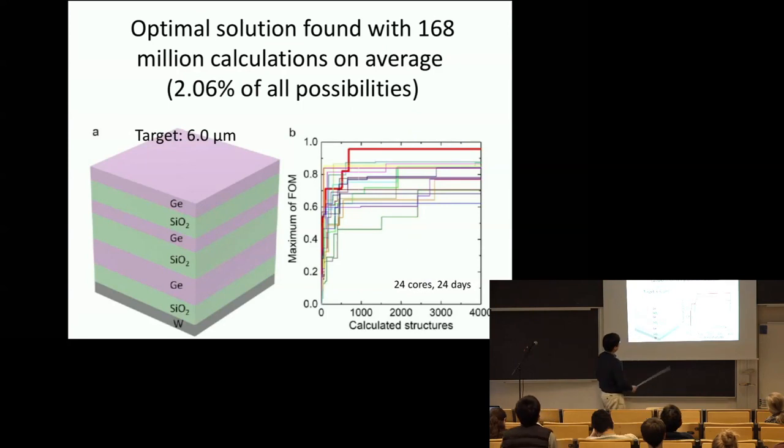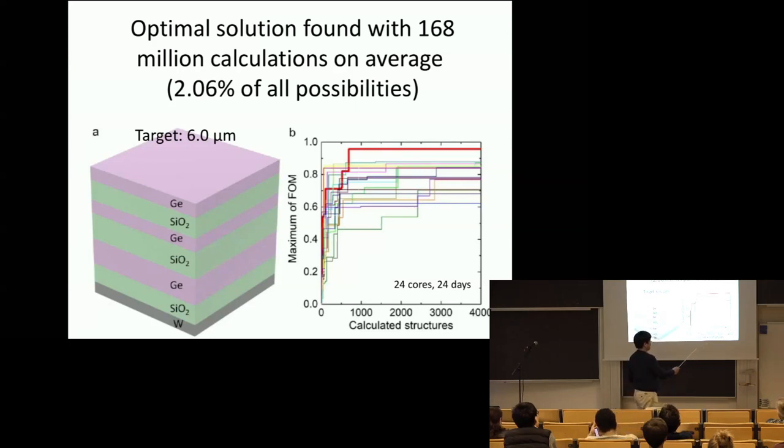And when you set the target wavelength to 6.0 micrometers, this is what you get as a final result. Interestingly, silicon was not used. Although we prepared 3 materials, we ended up using only 2. And this is how Bayesian optimization worked for different total thicknesses. We got this after only 168 million calculations, which is only 2% of all possibilities. But one calculation here is very, very cheap and short, so we could do this using 24 cores in 24 days.